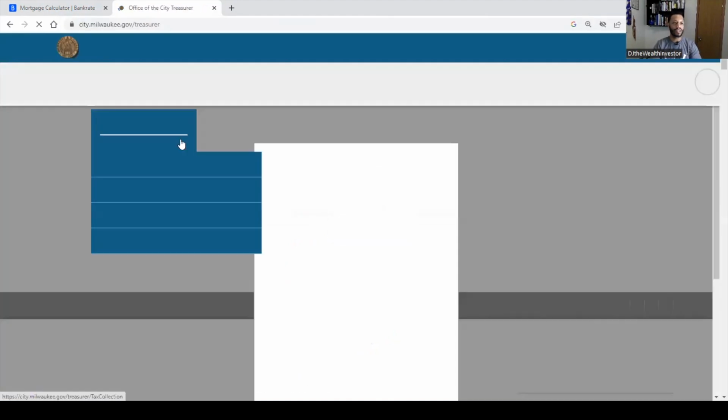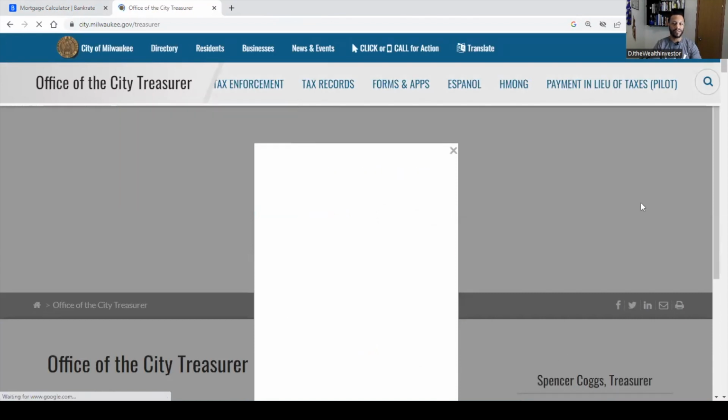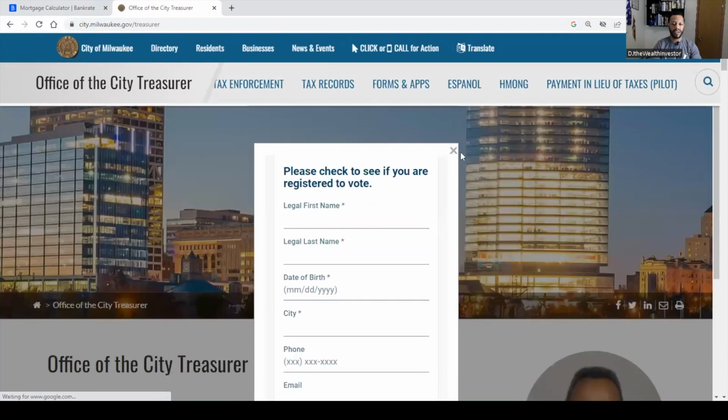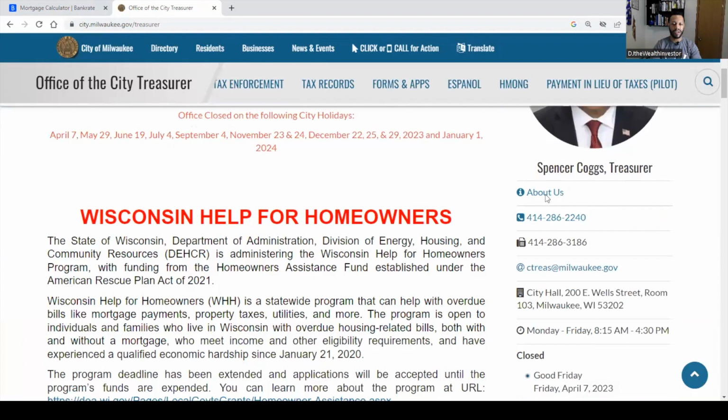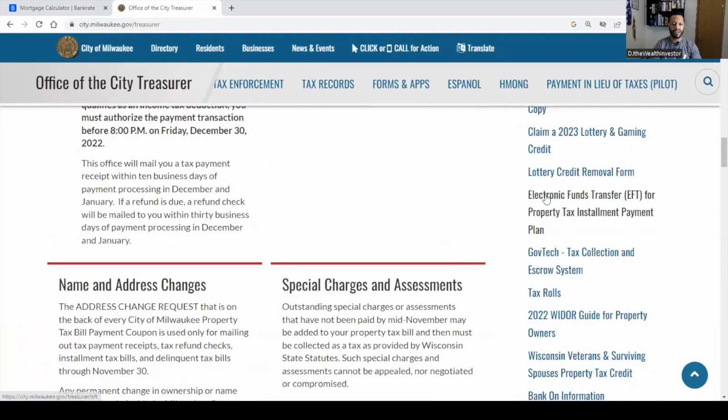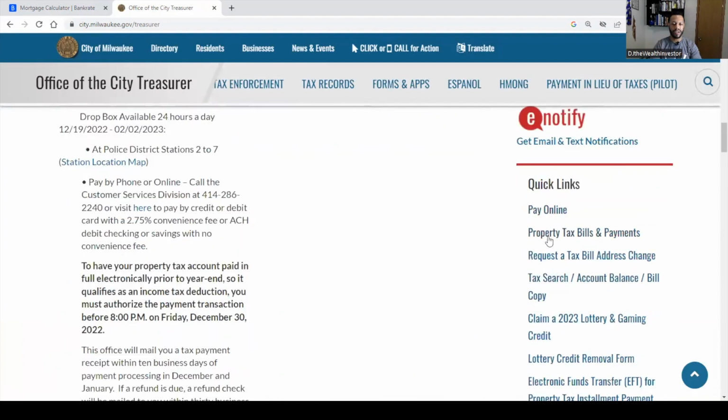Would be, I just typed in property taxes for my state. And again, we're going right through it, like a live tutorial here on where to find this stuff.